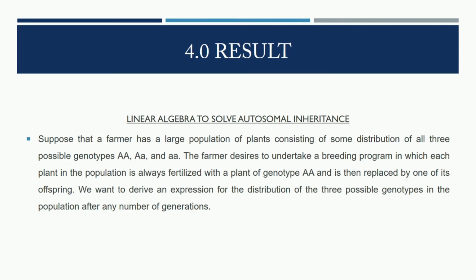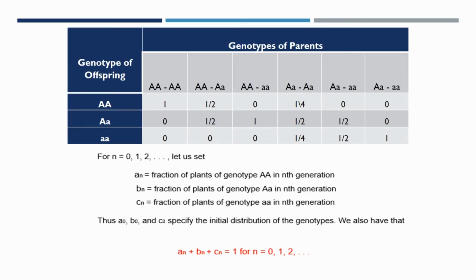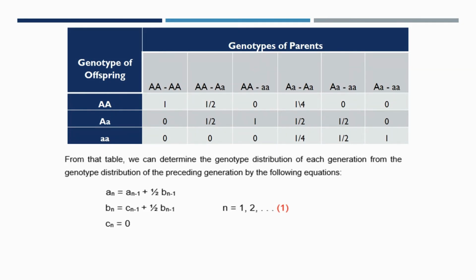We want to derive an expression for the distributions of the three possible genotypes in the population after any number of generations. We can determine the genotype of offspring by the genotype of parents. Also, from the table, we can determine the genotype distribution of each generation from the genotype distribution of the preceding generation by the following equations.